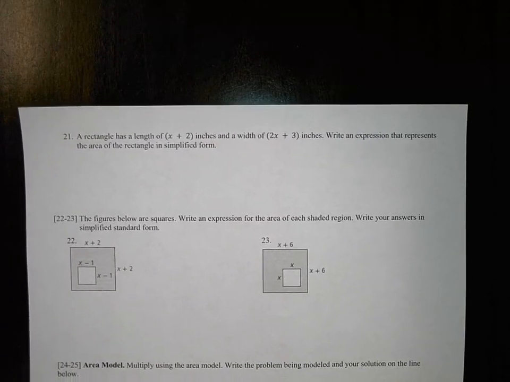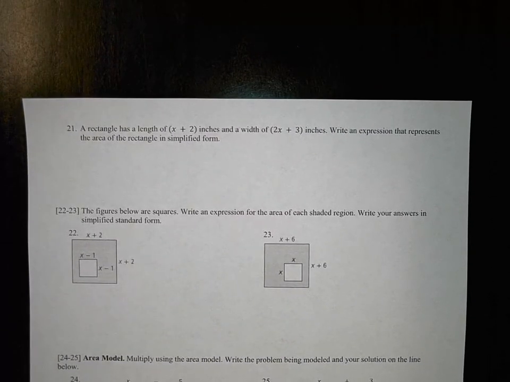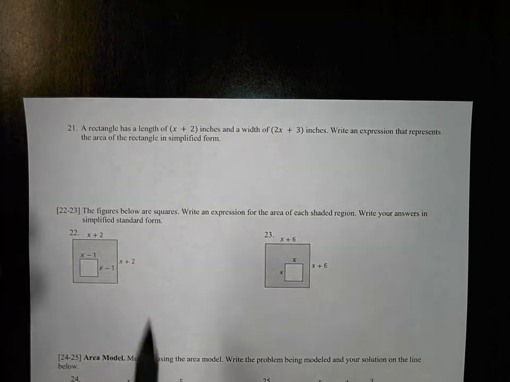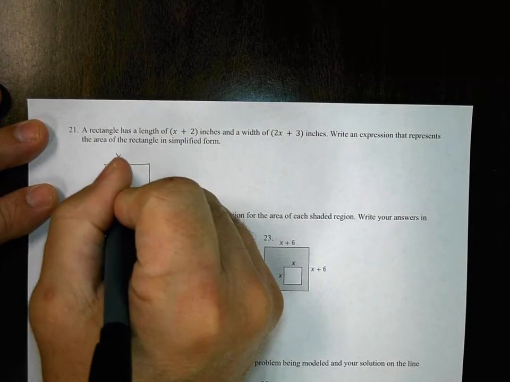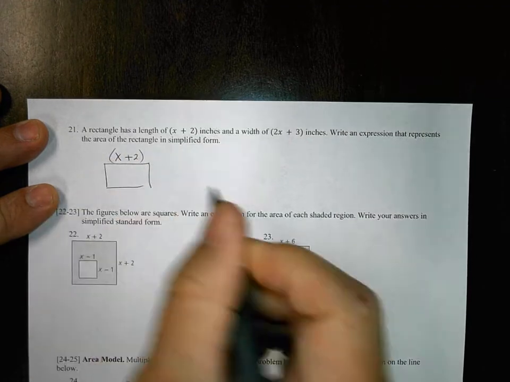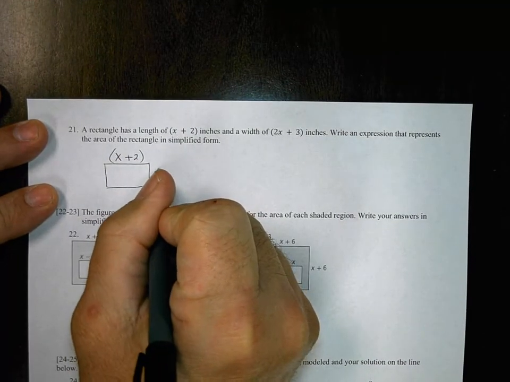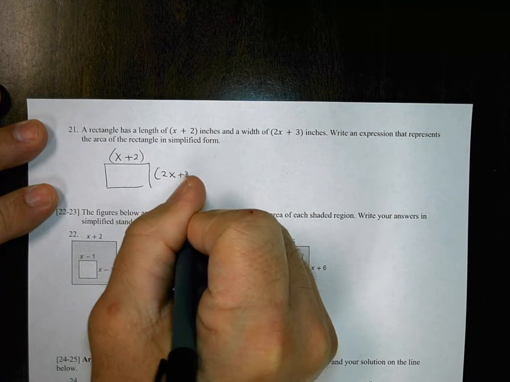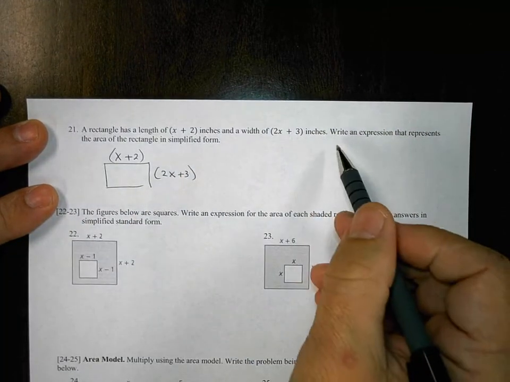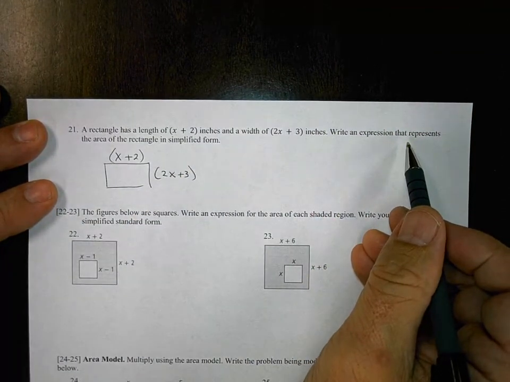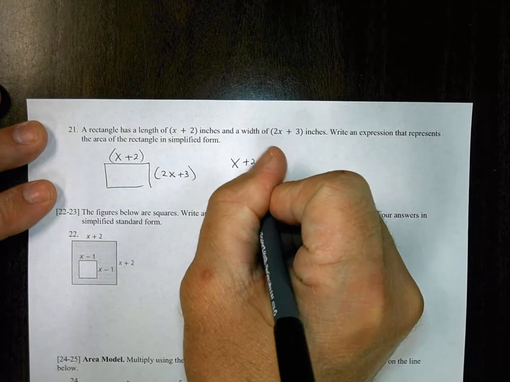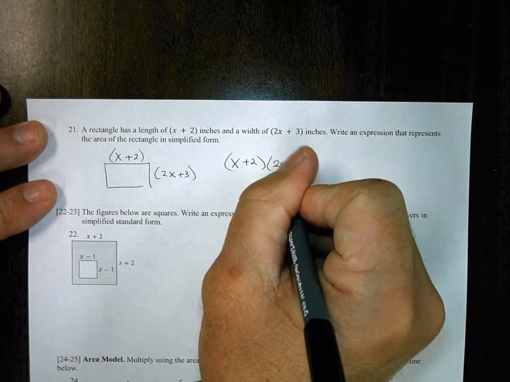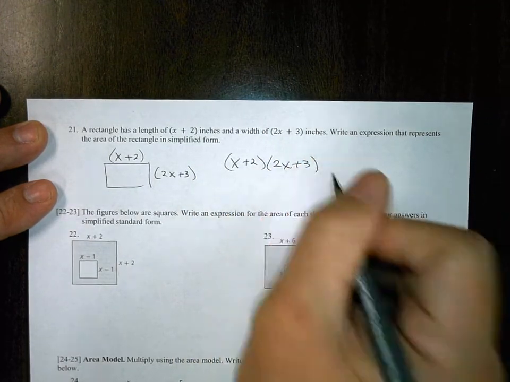All right, let's do one more of these together. Let's see. A rectangle has a length of x plus 2, and it has a width of 2x plus 3. Write an expression that represents the area of the rectangle. Remember, area is length times width. So we can say x plus 2 times 2x plus 3.